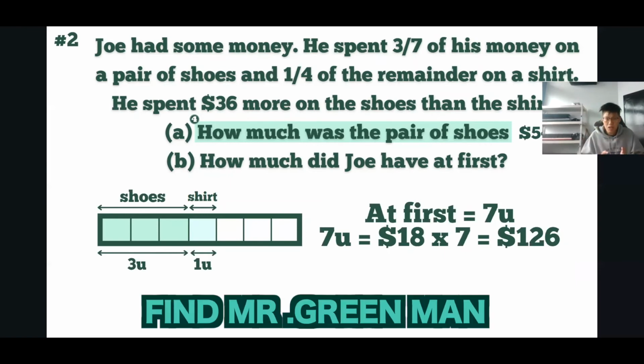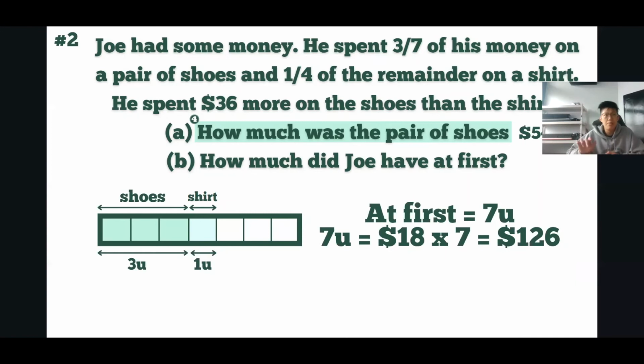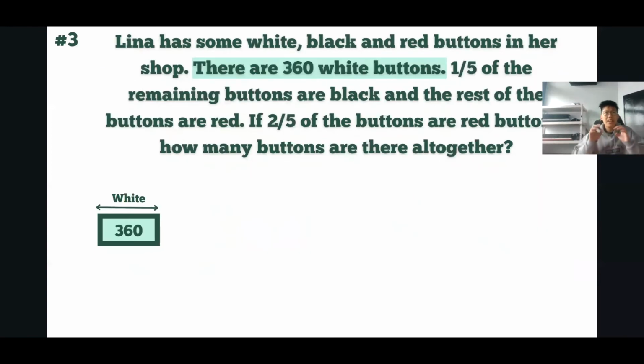Okay, and then after I find my Mr. Green Man, I will be able to solve A and B. All right, now example number 3: Lena has some white, black, and red buttons in her shop.